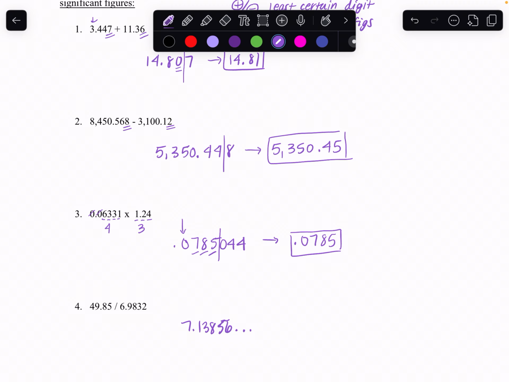So go to those original numbers and count sig figs. 49.85, all whole numbers, okay? That has 4 significant figures. Look at the next one. 6.9832, all whole numbers, 5 sig figs. So I'm going to want my answer to have 4 significant figures. Okay? So I'm going to say, 1, 2, 3, 4. I'm going to cut it off right after the 8.